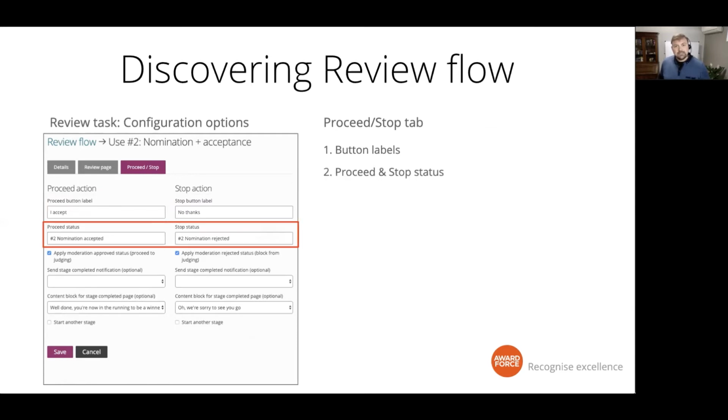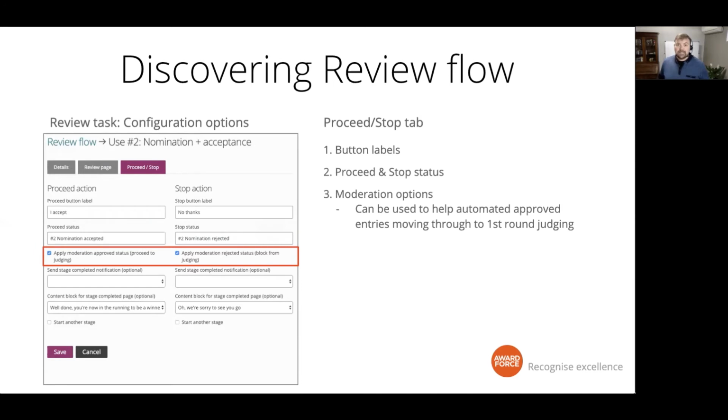Next is the status. The status is simply copy you add and is applied to the entry based on the decision made. This status helps you identify the decision applied and helps you find entries, but the status itself can't be used to control the movement of entries into specific rounds of judging. You'll need to add tags manually for that. Other options also include applying moderation status, something you will want to use if the decision is to control the entry's progress into a first round of judging.